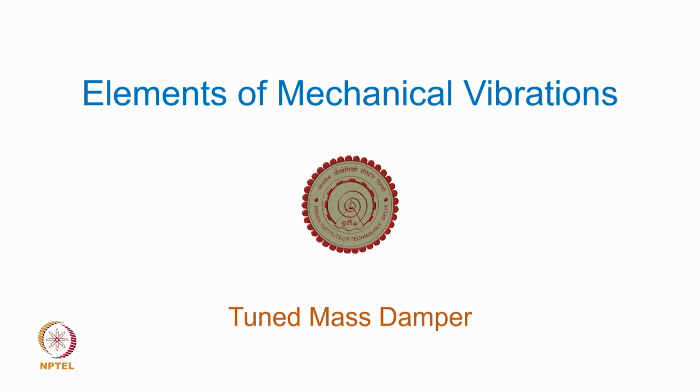Hello and welcome to this lecture of the course elements of mechanical vibrations. In the previous lecture we discussed the undamped vibration absorber, wherein if you tune the natural frequency of the auxiliary system or an attached system to the parent system, tune it to the natural frequency of the parent system, the vibration response of the primary system or a parent system can be brought down to a very low, theoretically 0 value.